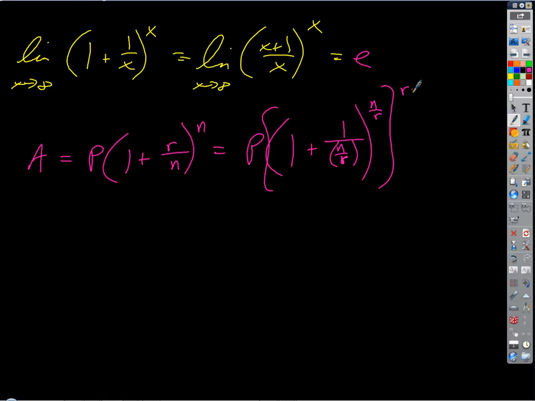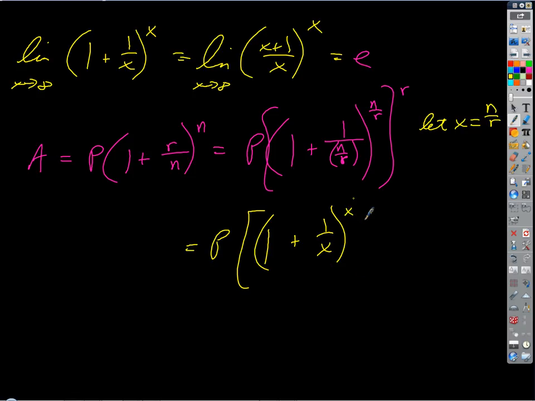Okay, if we're going to let the number of compoundings approach infinity, then what does the value of n over r approach? Well, obviously, that's going to approach infinity also, right? So let's just rename this. Just to make this simple, let's let x equal n over r. As n approaches infinity, wouldn't x approach infinity also? You agree? Well, what's that then? Isn't this exactly like saying p times 1 plus 1 over x to the x as x approaches infinity, right?